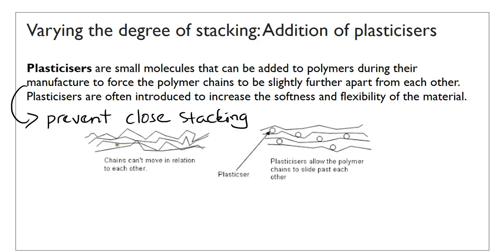So this is an example. Let's say you have these chains and they can't really move in relation to each other, because they stack quite closely. If you add plasticizer, it's going to allow the chains to be able to glide on top of each other. They're not very close to each other, so they tend to be softer if plasticizer is added. That's all you need to know. You don't need to know any specific examples.